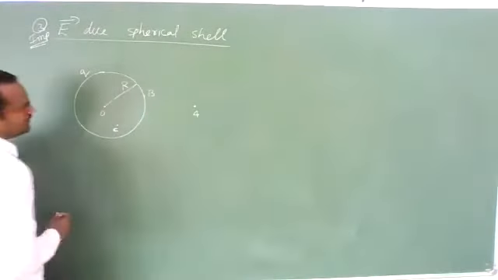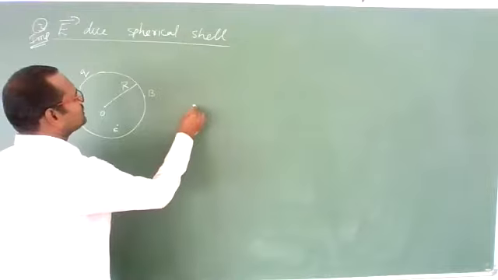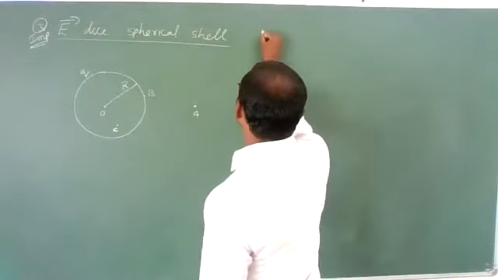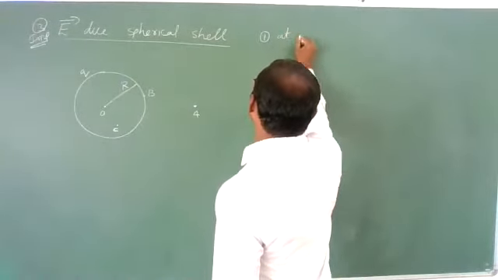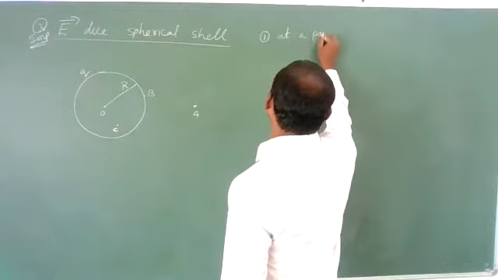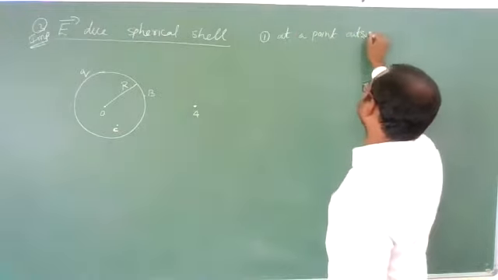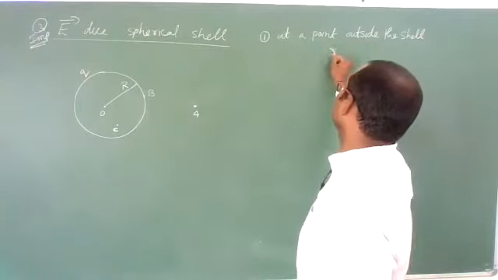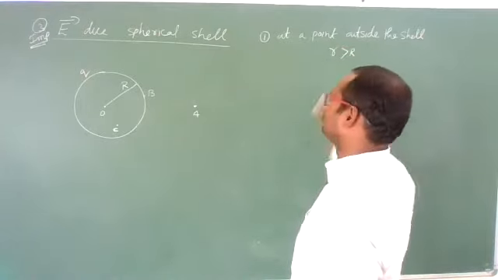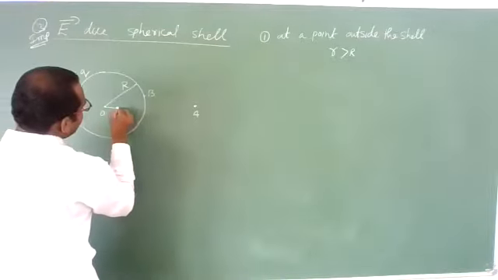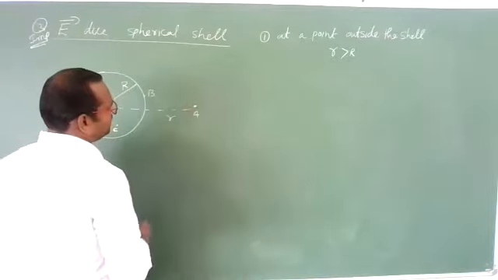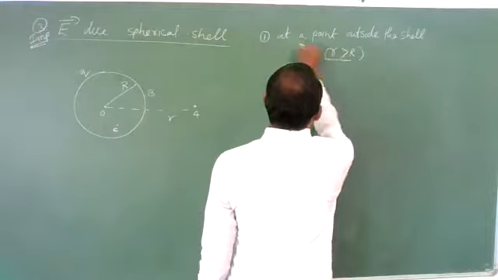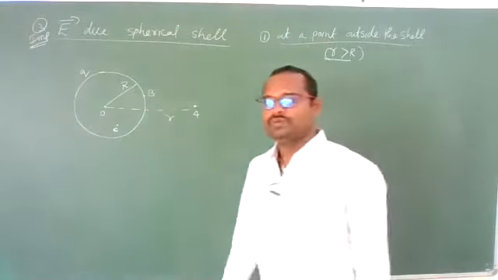See, students, first let us find the electric field due to the spherical shell at point A. Point A is an outside point, no? So the first point is at a point outside the shell. Outside how much distance? Let us imagine a small r distance which is greater than capital R. At this distance we want it. Clear?